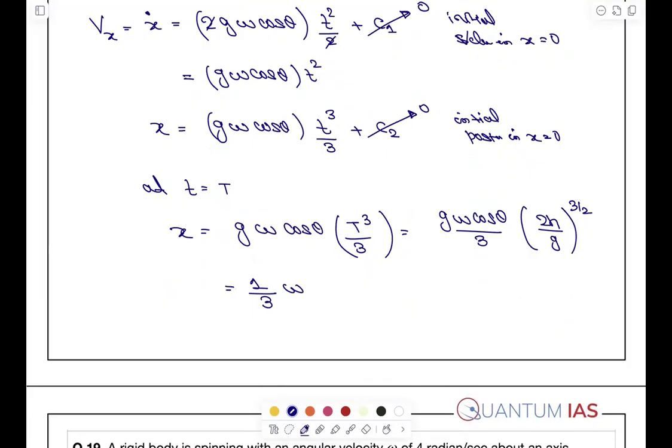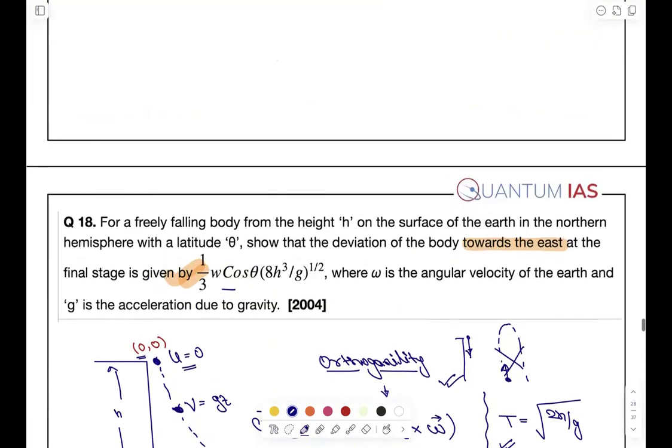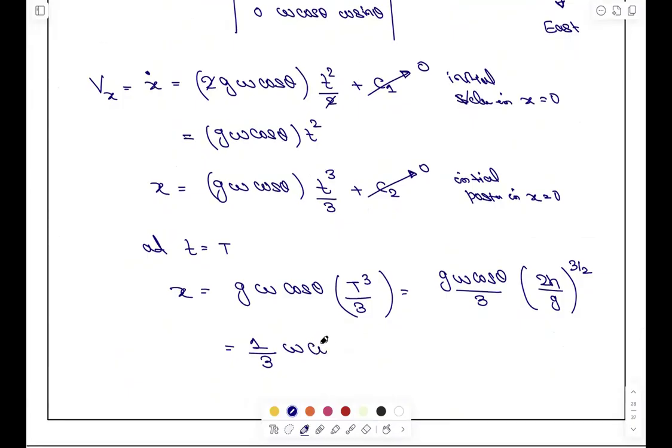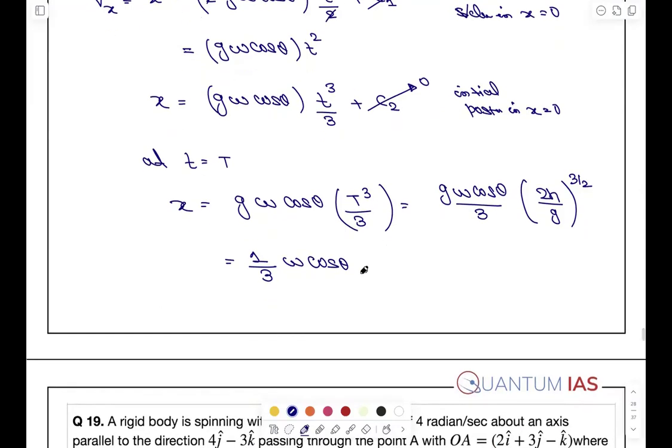So let's try to match with the original result. So 1 by 3 we have to find omega cos theta. So write it 1 by 3 omega cos theta. And when you take g square inside, g and g will cancel out and we'll have g left inside. So 8h cube by g to the power half. So this is the result that we are supposed to find out.